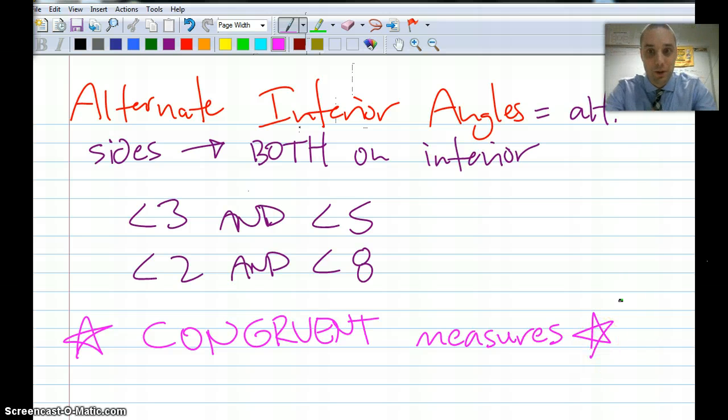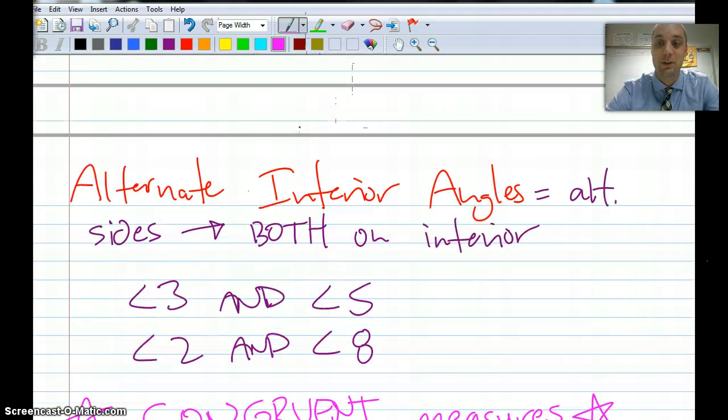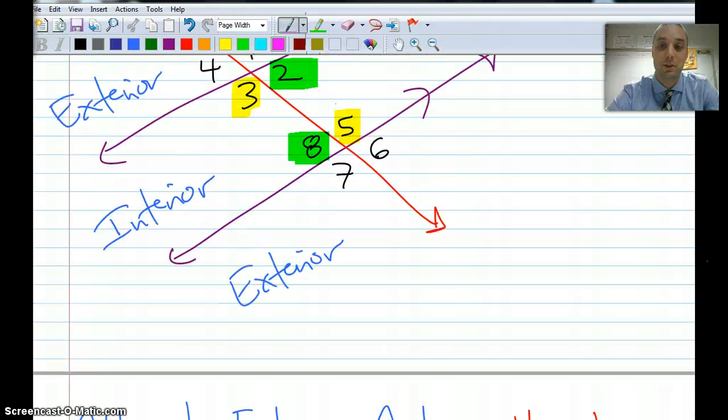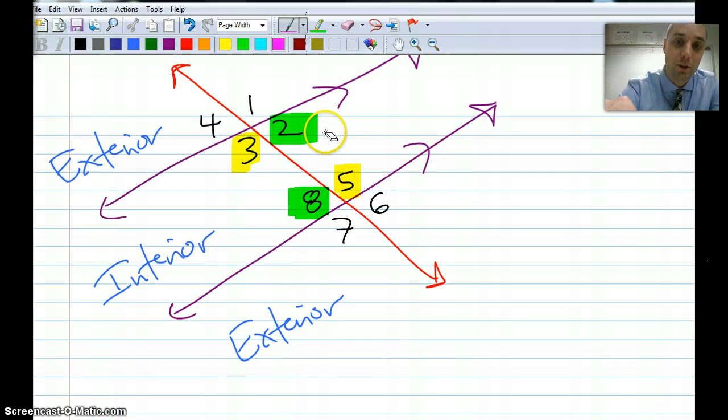And I know I'm going kind of quick through these things, so if you need to pause it and catch up, totally fine to do. So alternate interior angles, alternate exterior angles, they have the same measures as each other. And we'll get to some of those angle measures in just a little bit. So I'm going to take these colors out.